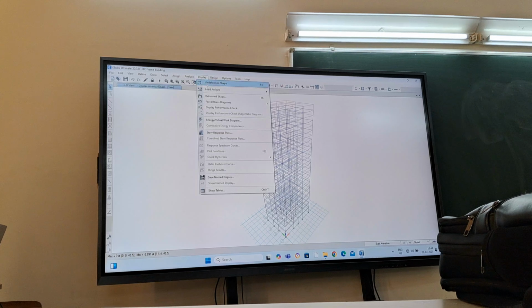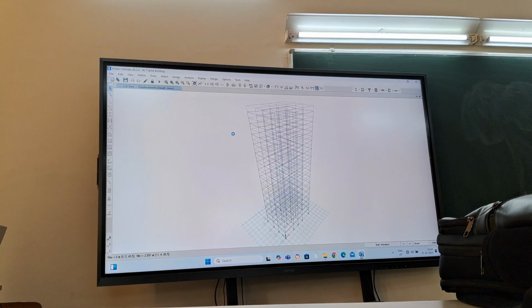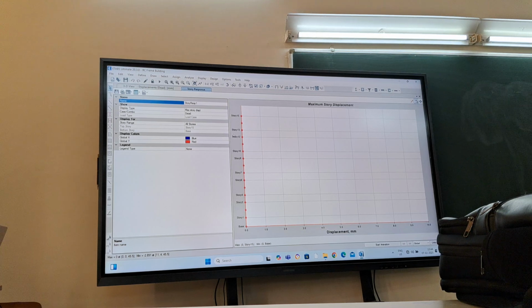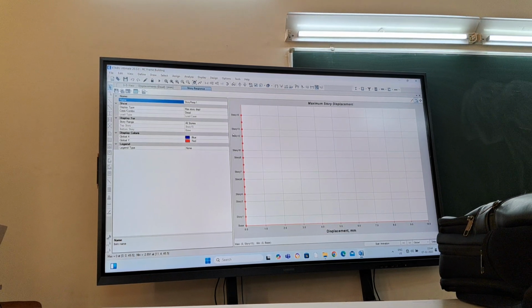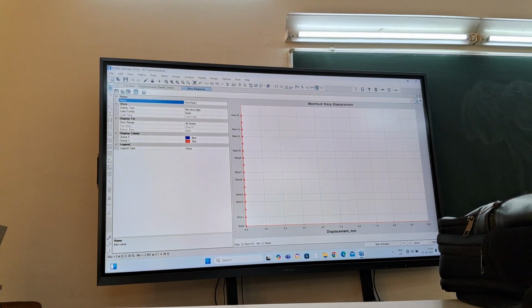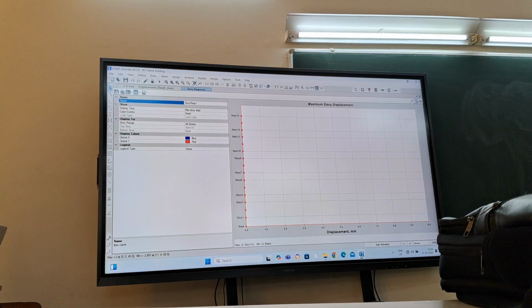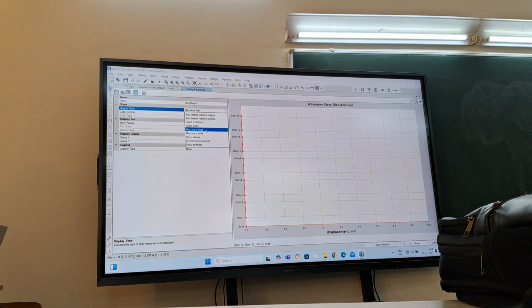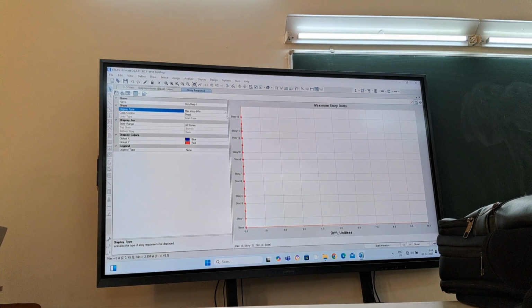Then you can go to the remaining checks. One is to check the drift limit. There is a limit given in code. If you remember, can you tell me how much that is? 0.4%. Okay. So it means 0.004 if you are removing the percentage. So that you have to check here, the maximum storey drift, and check the load.